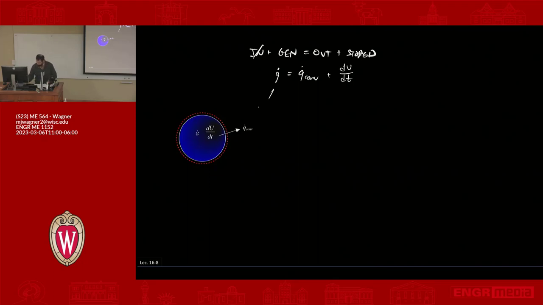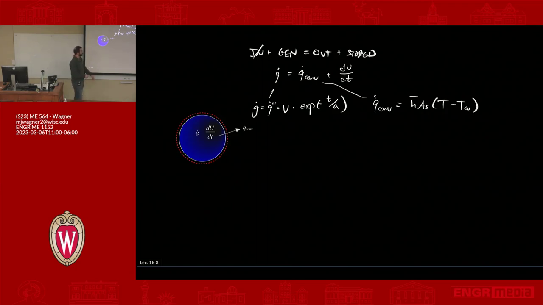So first, G dot is going to be some G dot triple prime, a volumetric generation, which is what we're given, times the volume, times exponential of minus t over a. Right, that's generation. So convection over here, Q dot convection, that's going to be just h bar times A_s times T minus T infinity. T is whatever the temperature is at the moment in time that we're evaluating. So Q dot convection changes with time, just like G dot.